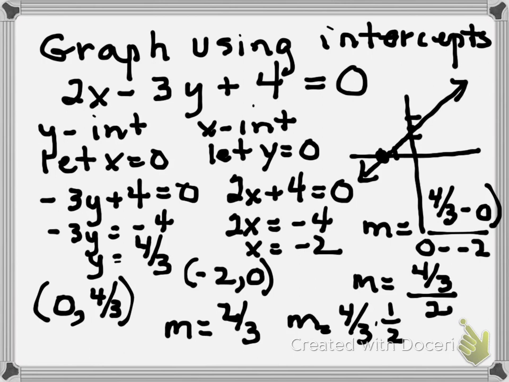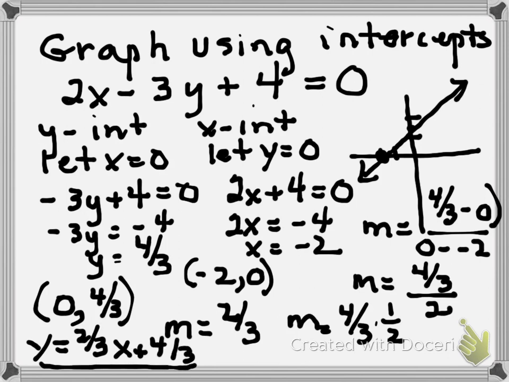The equation is y is equal to 2/3 x, that's the slope. And the y-intercept is, as we know, 4/3, so plus 4/3. That would be the equation of the line.